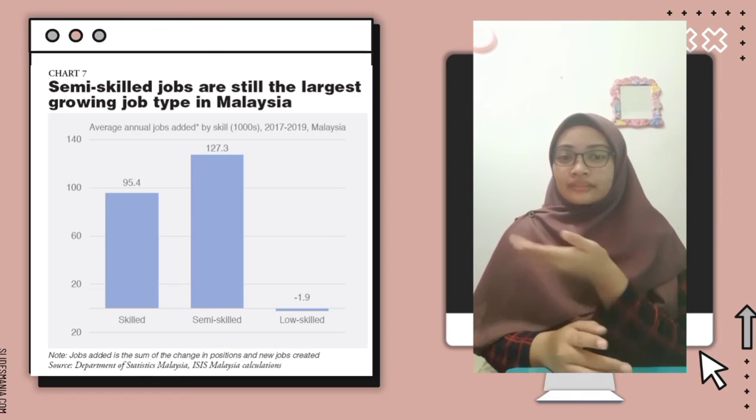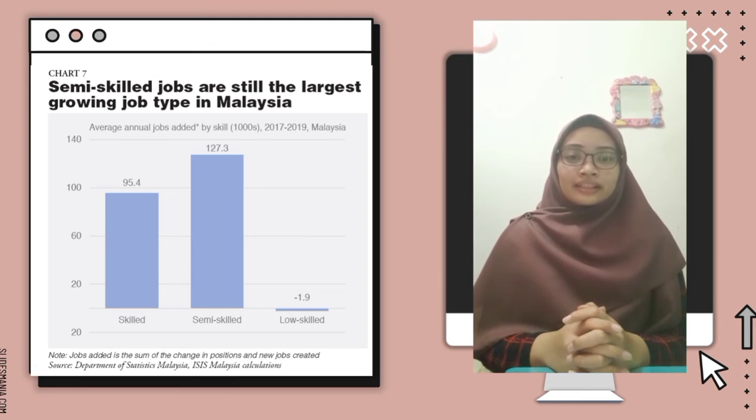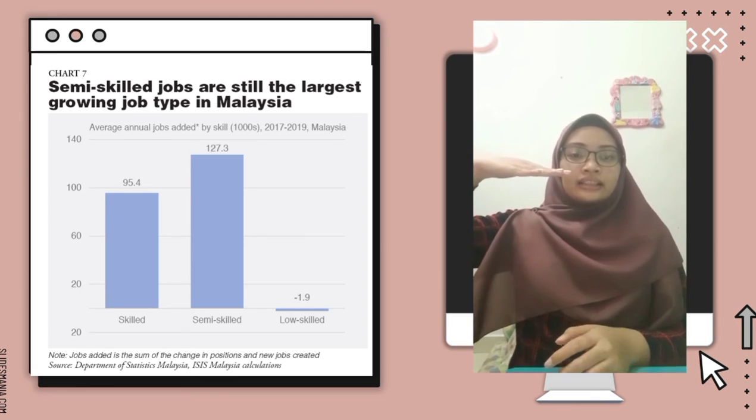As you can see in graph 7, the average annual jobs added for skilled workers is less than for semi-skilled. How did this situation happen? It is because they add new labor in the workplace. That's why semi-skilled is higher than skilled.